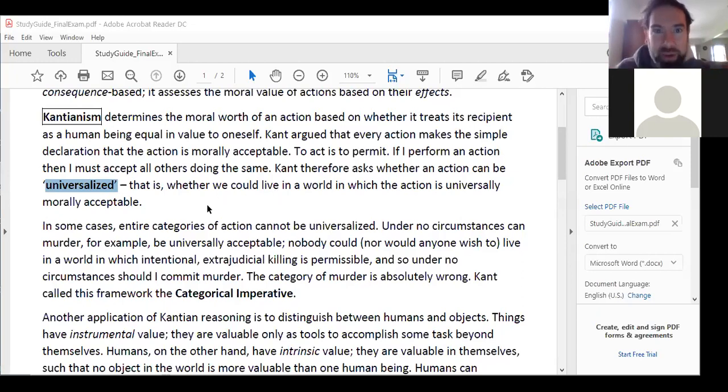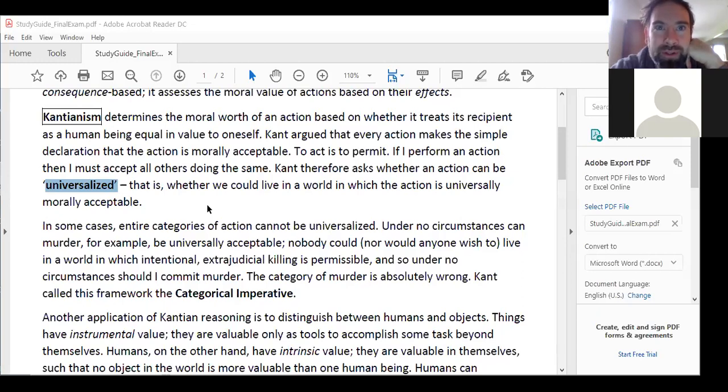So the idea of breaking a promise. Could we live in a world where it's okay to break promises? And Kant says no. You wouldn't want to live in that world, right? So let's say somebody promises you that they're going to pick you up from school or something like that, right? And then they don't, right?